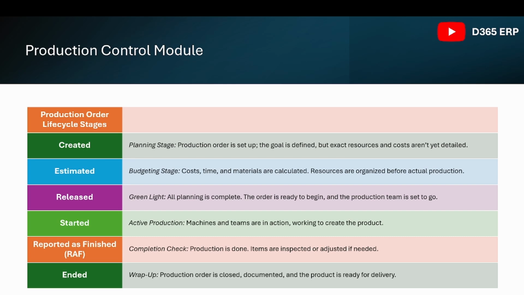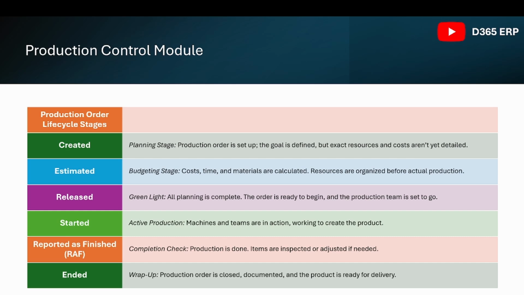So these are the production order life cycle stages. It starts from created, then estimated, released, started, RAF, report as finished, and the last one is ended. So let's first start with created. This is like a planning stage. At this point, the production order is just set up. We know what we want to make, but we haven't figured out the exact resources needed or how much it will cost. This will be decided in the next step, which is estimated.